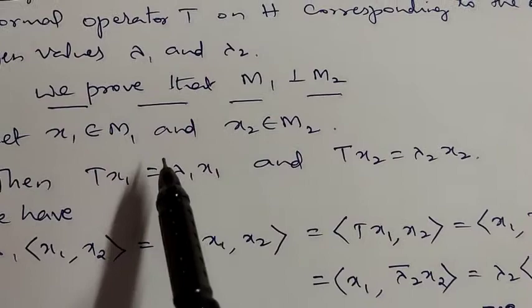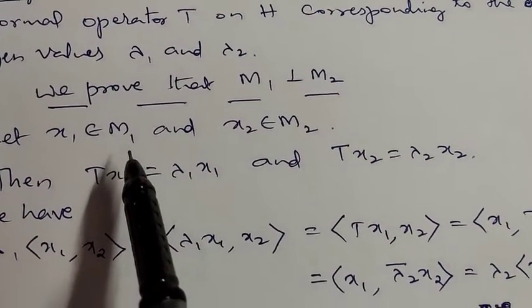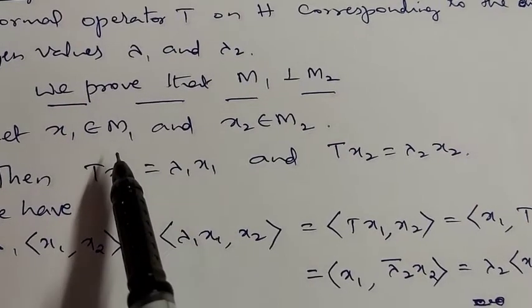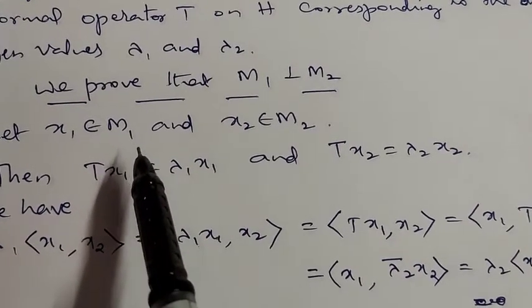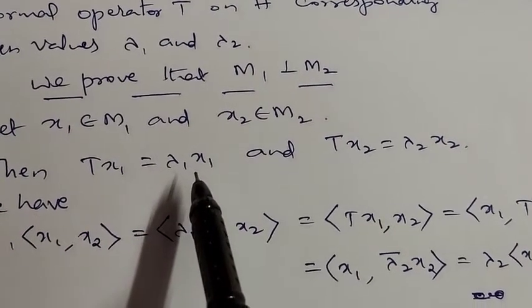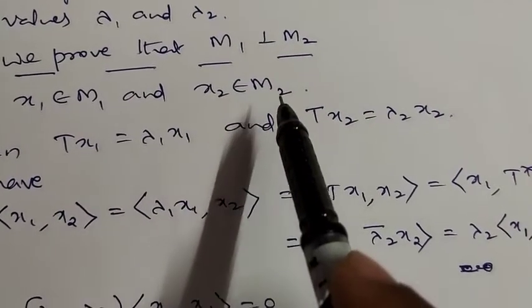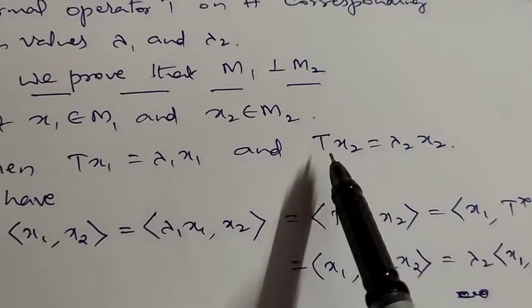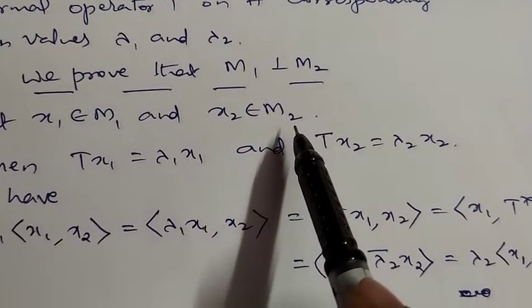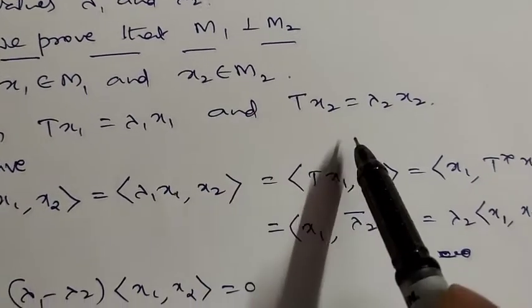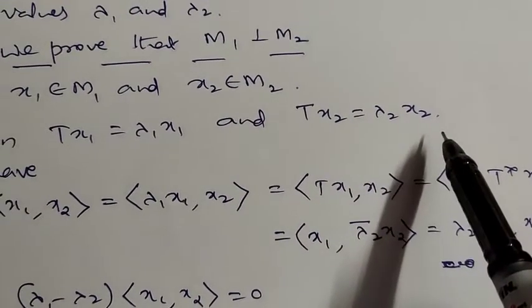Now x1 belongs to M1 means x1 is an eigenvector of T corresponding to the eigenvalue, say, lambda 1. Therefore, T of x1 is equal to lambda 1 x1, and x2 belongs to M2 means, so M2 is the eigenspace corresponding to the eigenvalue lambda 2. Accordingly, T of x2 is equal to lambda 2 x2.